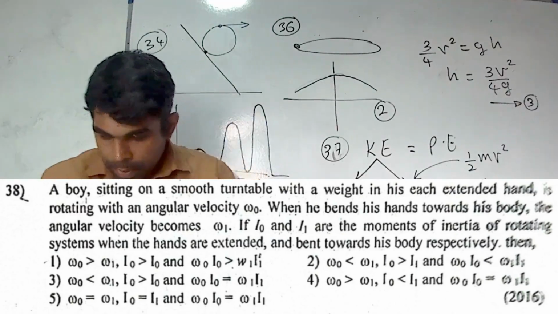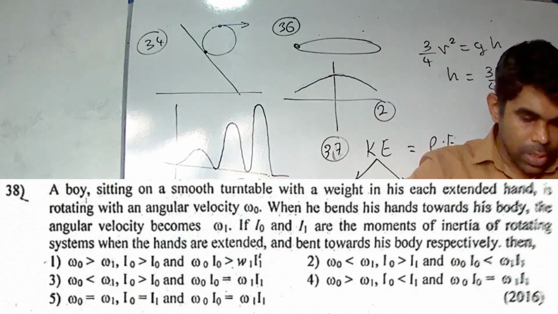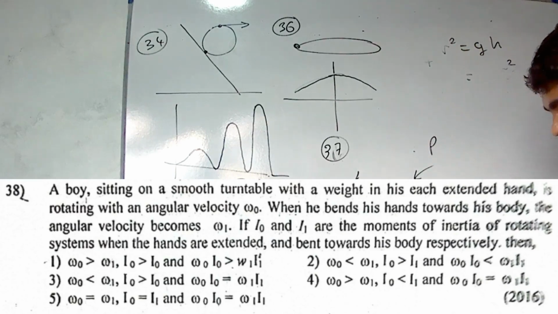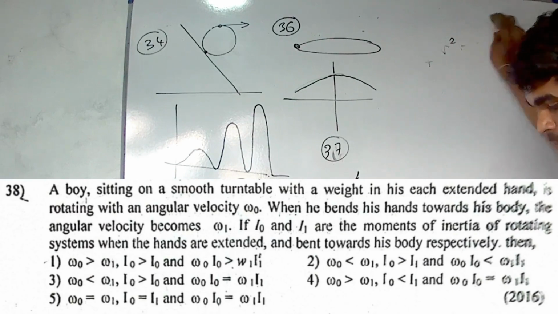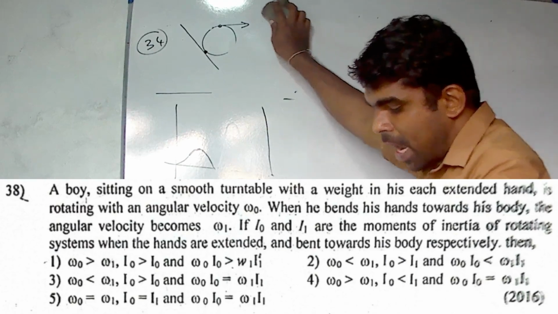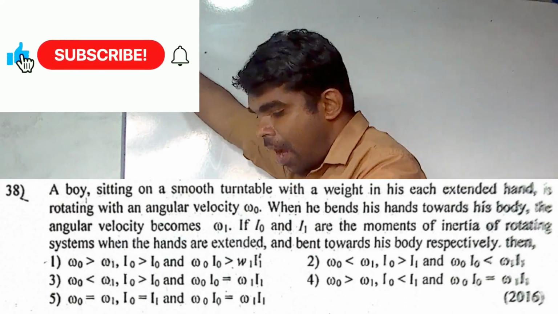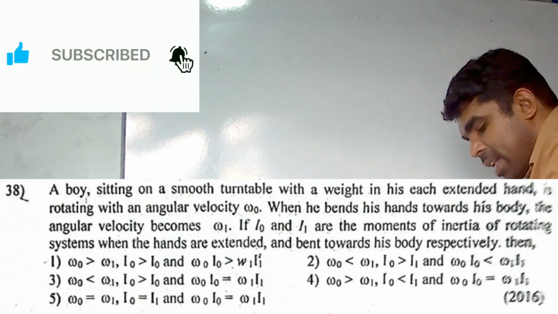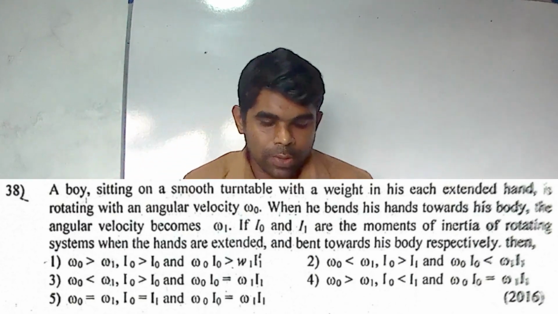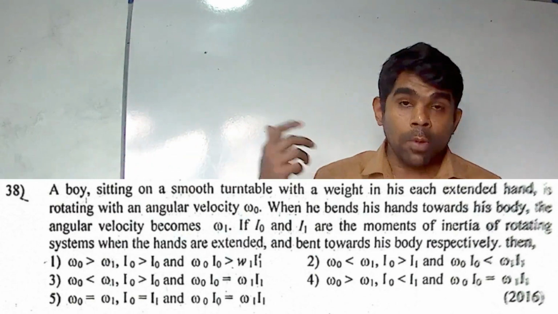Then 38. A boy sitting on a smooth turntable with a weight in each extended hand is rotating with an angular velocity omega naught. When he bends his hands towards his body, the angular velocity becomes omega 1. If I naught and I1 are the moments of inertia of the rotating system when the hands are extended and bent towards his body respectively, then we have to get the relationship for omega and I omega product.